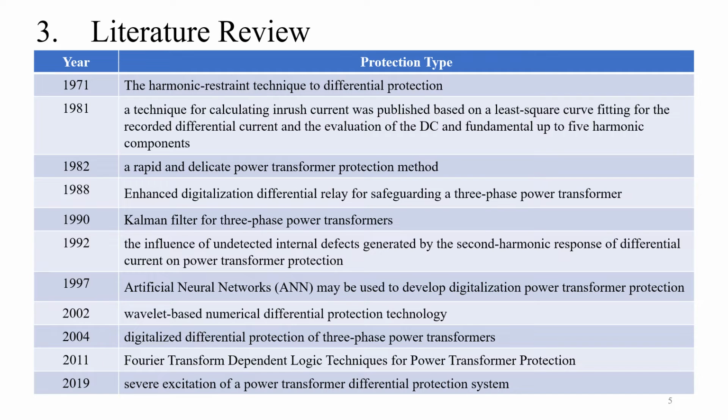In 1997, it was hypothesized that artificial neural networks may be used to develop a digital power transformer protection. This technique has been utilized for inrush current detection in the numerical protection available. However, it is unreliable. Furthermore, an artificial neural network was used to reconfigure distorted current transformer currents on the secondary side due to saturation.